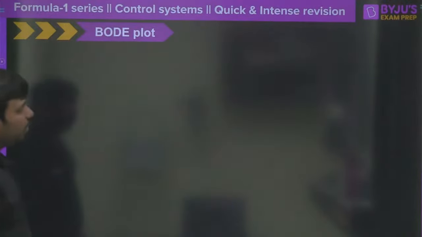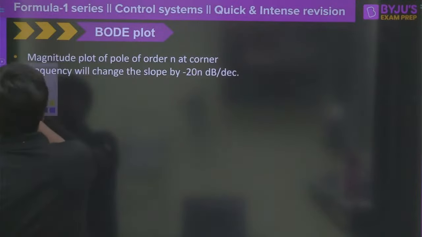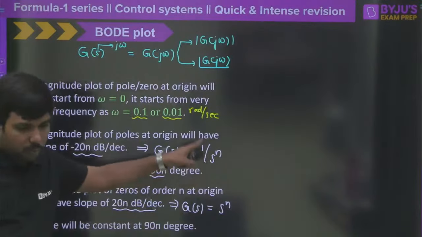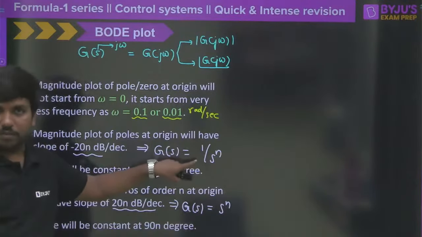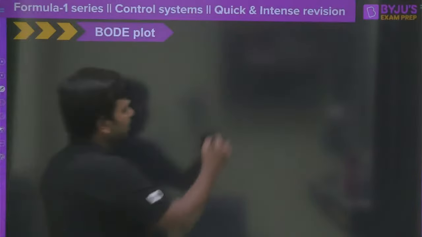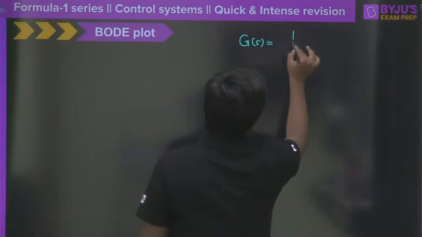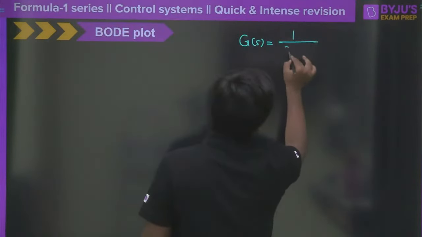Right? Now let's move on to the next one, that is the magnitude plot. So far we have clearly understood that this is all about poles or zeros at the origin. But what would be the situation if I have some function like G(s) = 1/(s+1)?